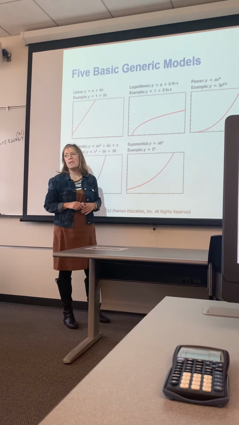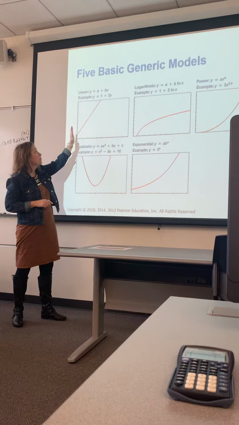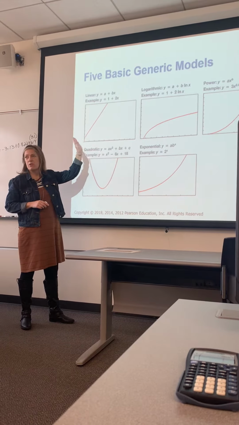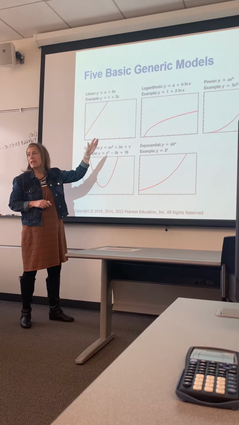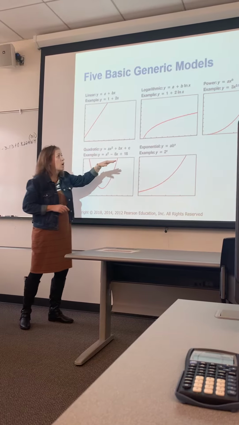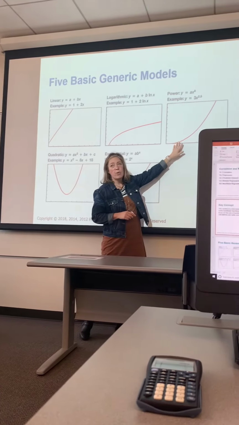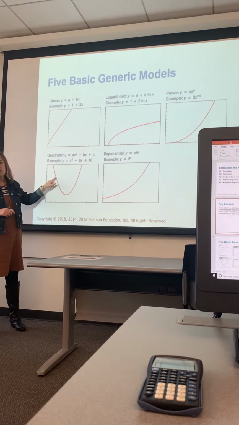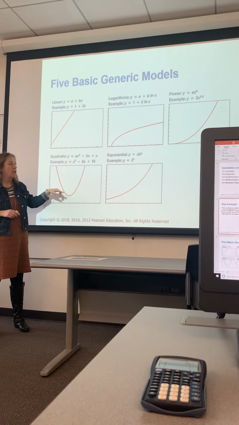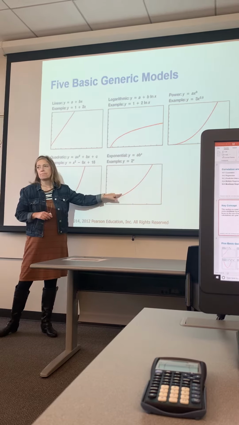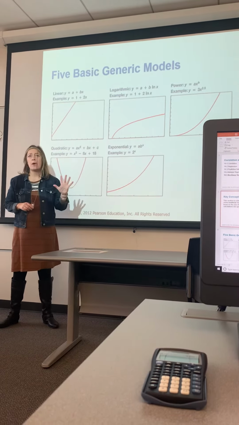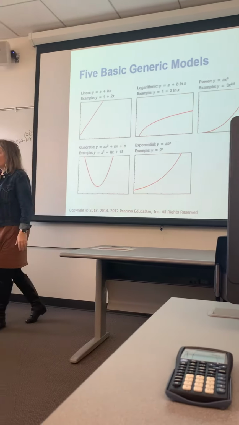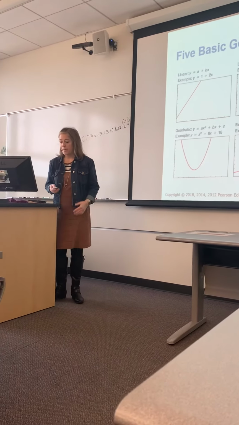And they give you the equations in general so that you know what those equations look like. That's kind of helpful if you haven't seen those before. Here's the power equation and what it looks like. We'll also look at quadratic, which is our parabola, and then exponential. So those are the 5 shapes that we will look at when we're trying to determine which one is going to be our best model.